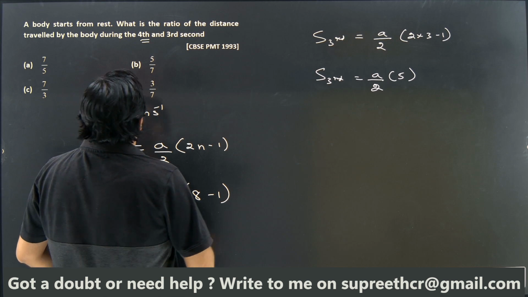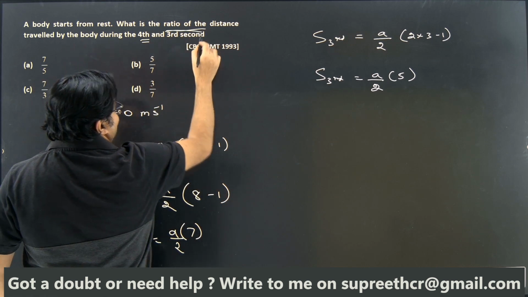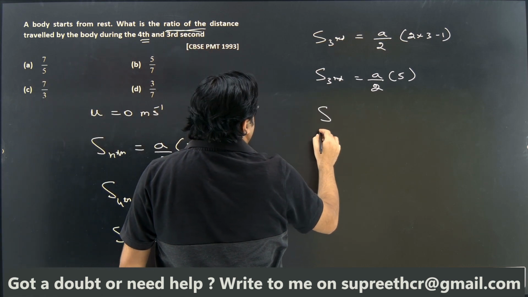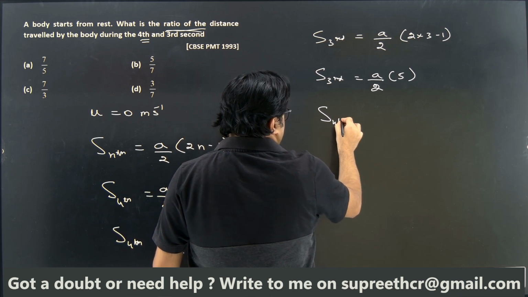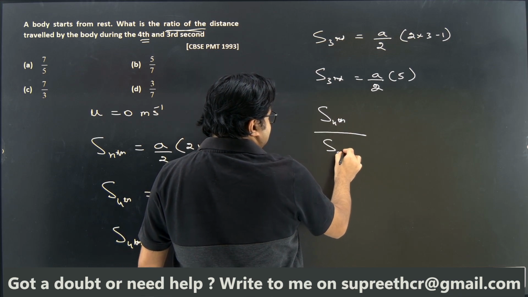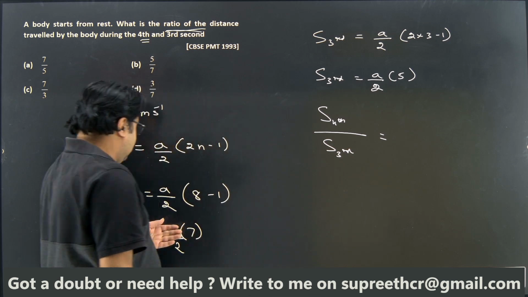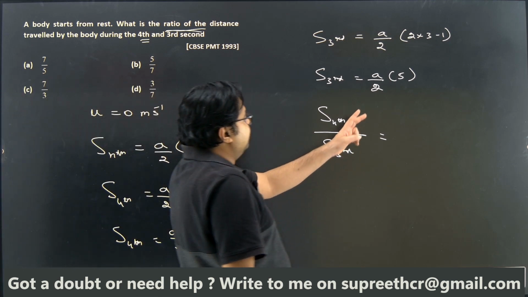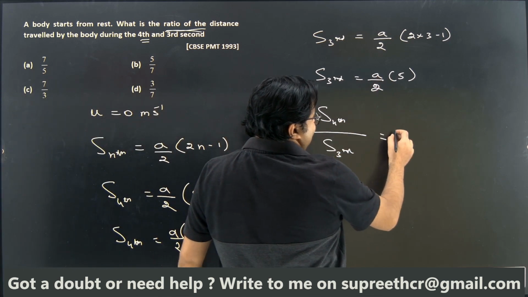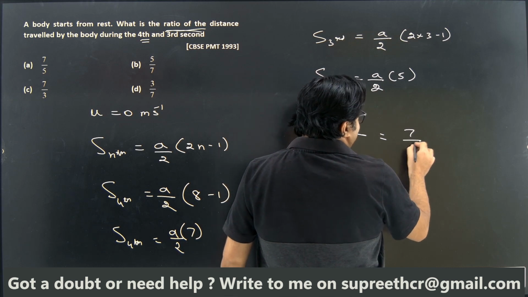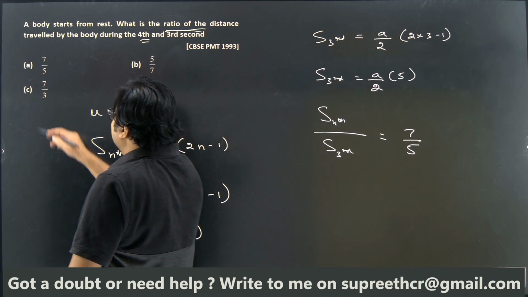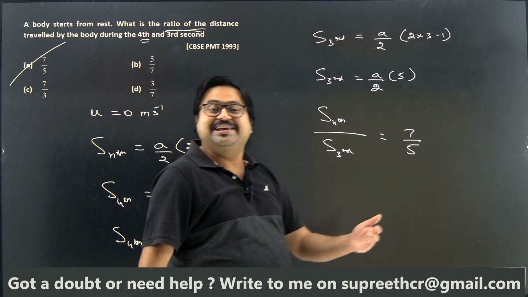We need to find the ratio. The question says find the ratio. If it's the ratio that you're talking about, s 4th divided by s 3rd would simply be equal to 7a by 2 divided by 5a by 2. a by 2 and a by 2 would get cancelled. All you will have is 7 by 5, and 7 by 5 turns out to be option A.